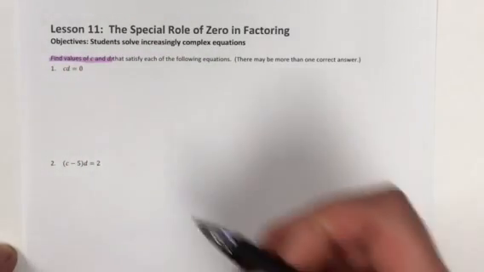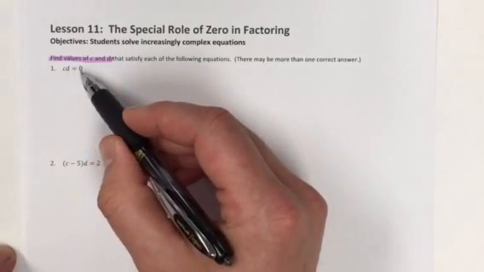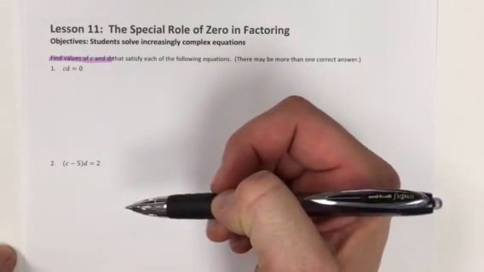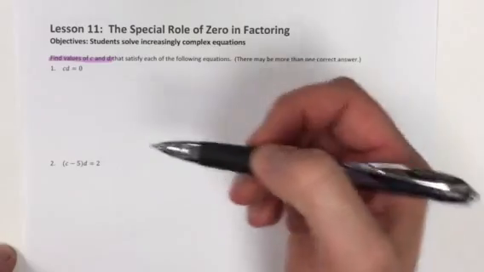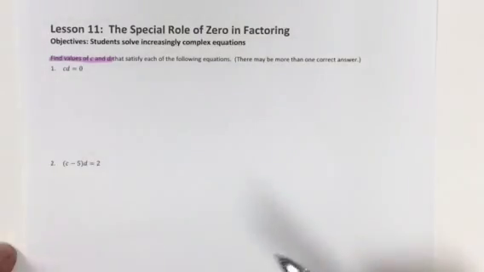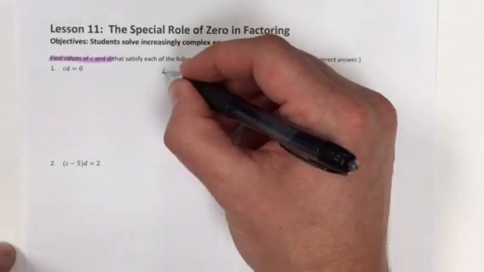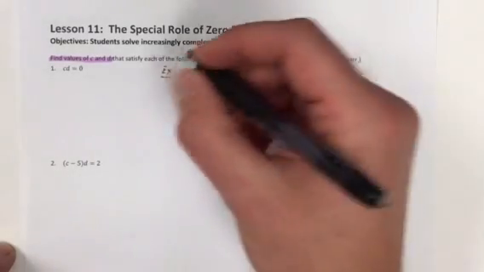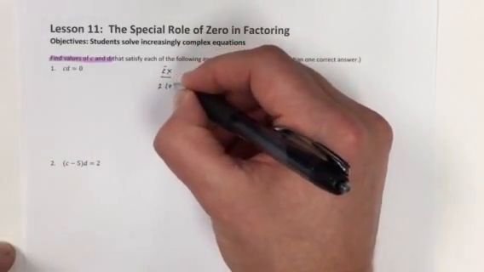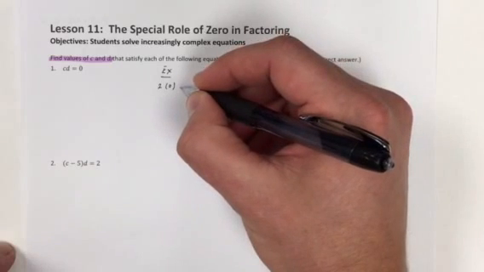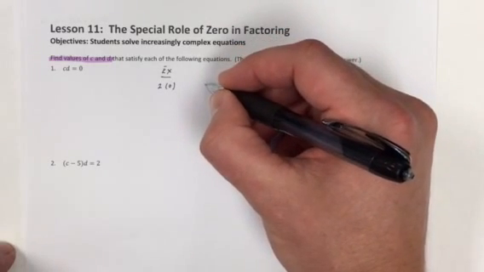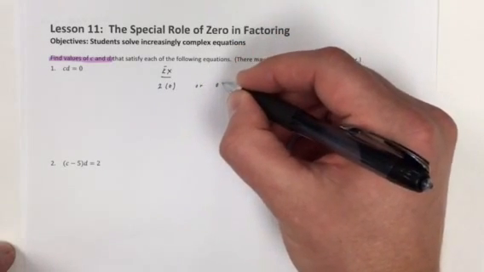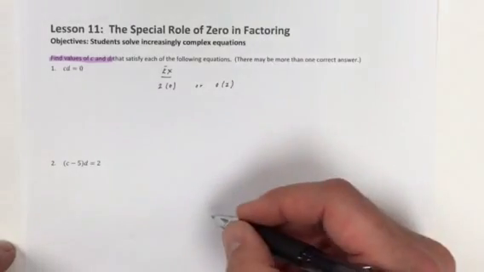In this first problem, what I notice is that C multiplied by D equals 0. At the moment, we want to look at the possibilities that are there. So for example, I know that 2 times 0 would equal 0. I also know that 0 times 2 equals 0.